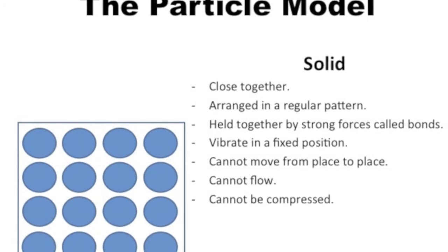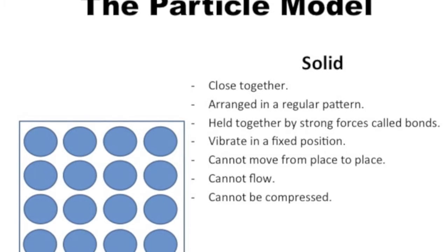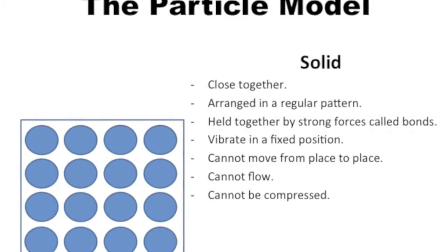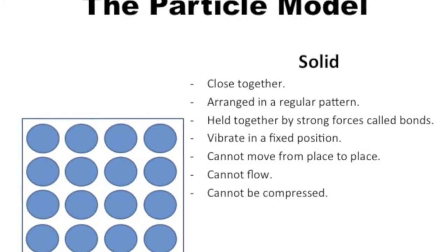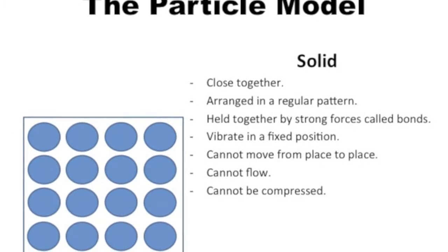So here we have some key information about the makeup of a solid particle such as an ice cube. So the particles are not flowing, they cannot move from place to place, but they are vibrating in a regular pattern as they are bonded together.